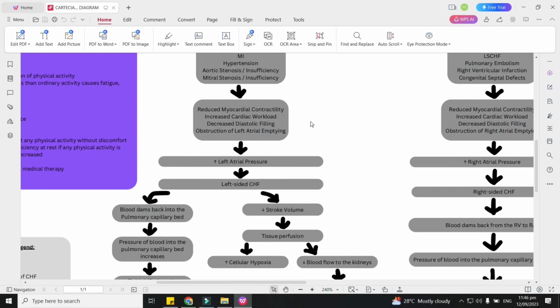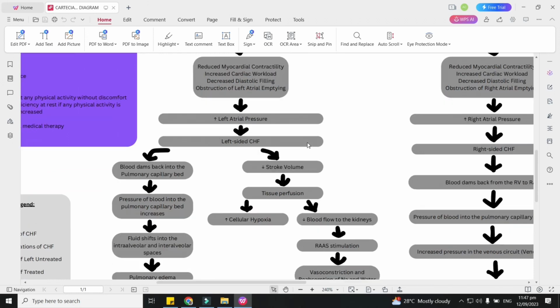And what happens is that there is also a decreased diastolic filling, and an obstruction of the left atrial emptying. So there's an obstruction because the blood fills up the heart, because it cannot contract properly, and it cannot fill it. It has decreased diastolic filling. So when that happens, of course, the pressure on the left atrial increases.